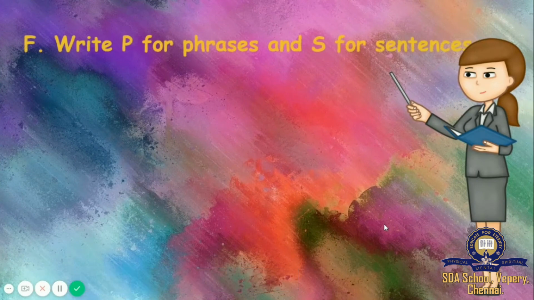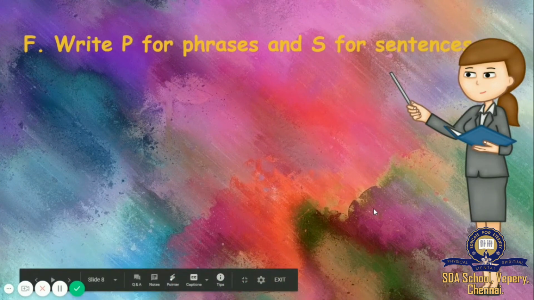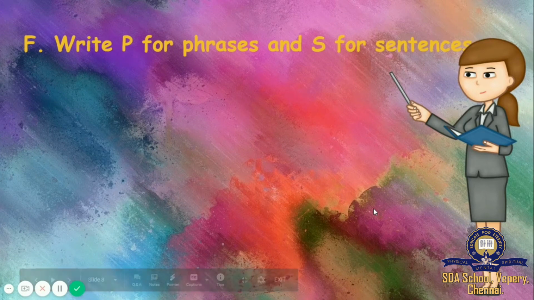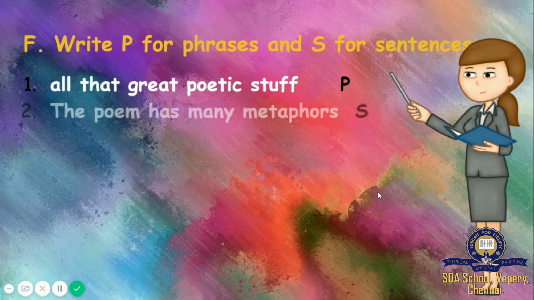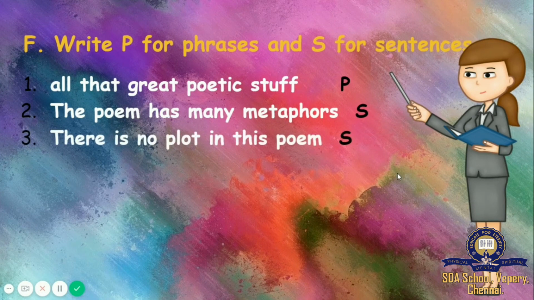So students, let us solve the book back questions. Write P for phrases and S for sentences. First one, all that great poetic stuff. So it is a phrase. The poem has many metaphors. So it is a sentence. There is no plot in this poem. It is also a sentence.